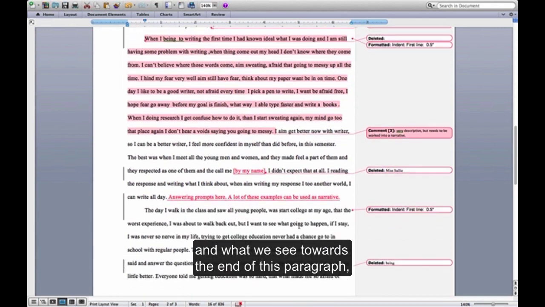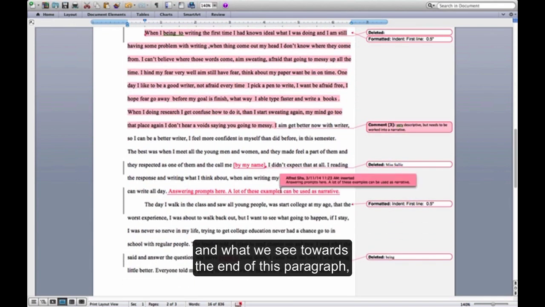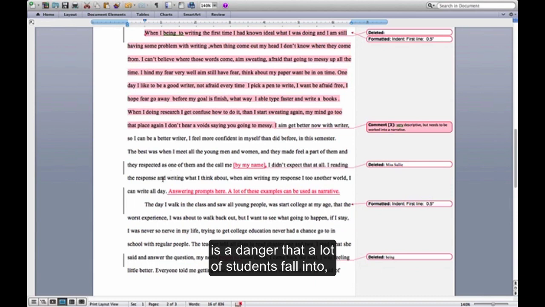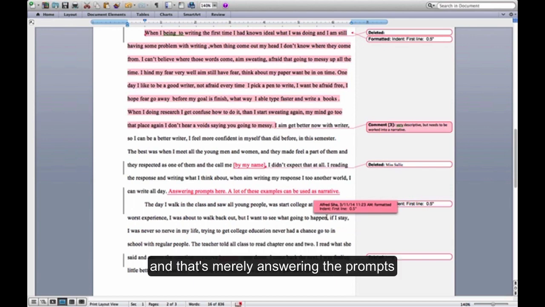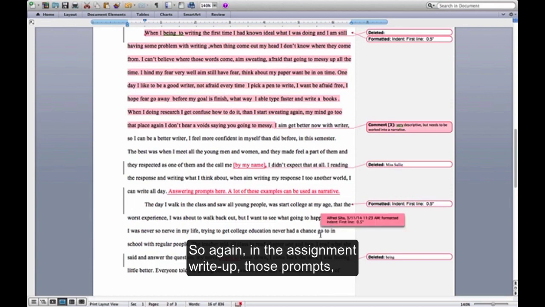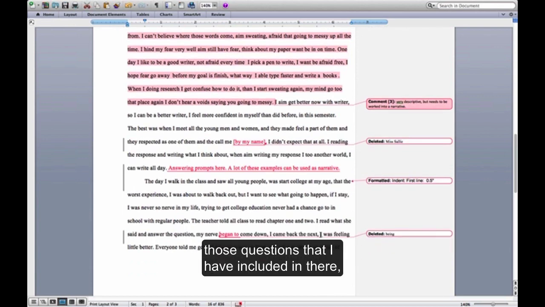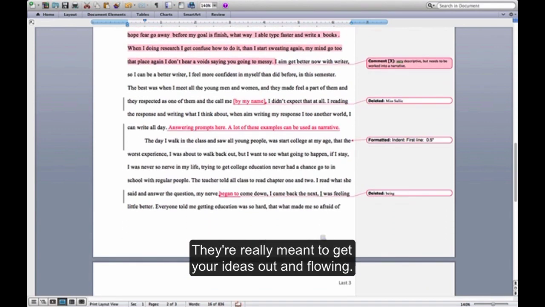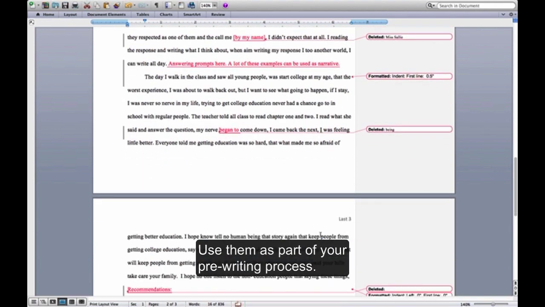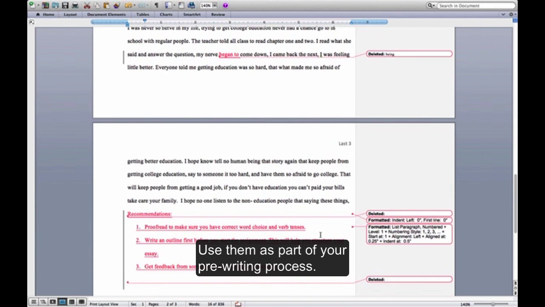And what we see towards the end of this paragraph is a danger that a lot of students fall into, and that's merely answering the prompts in the assignment write-up. So again, in the assignment write-up, those prompts, those questions that I've included in there, they are not meant for you to answer one by one. They're really meant to get your ideas out and flowing. Use them as part of your pre-writing process.